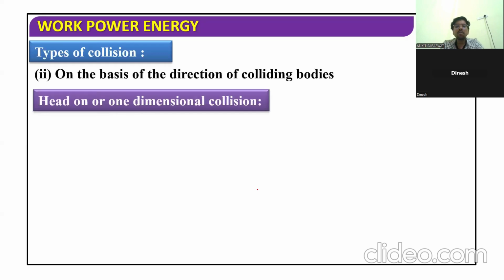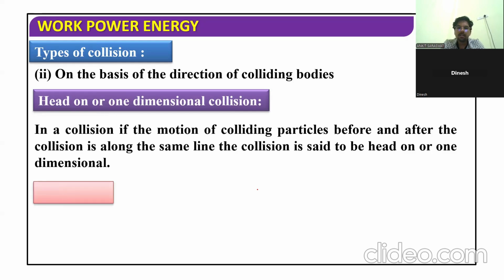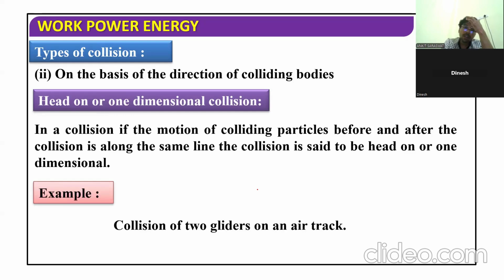First was the classification on the basis of kinetic energy. Now it is on the basis of the direction of the colliding bodies, like head-on collision. That is one-dimensional collision. What is this? In a collision, if the motion of colliding particles before and after the collision is along the same line, the collision is said to be head-on. Means like these two balls. Clear? This ball, this ball.